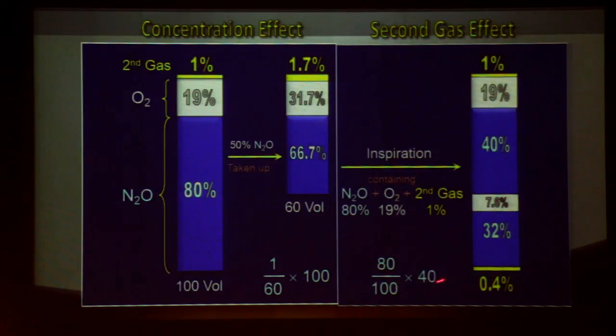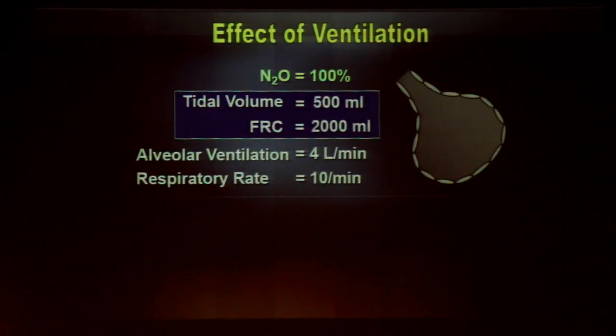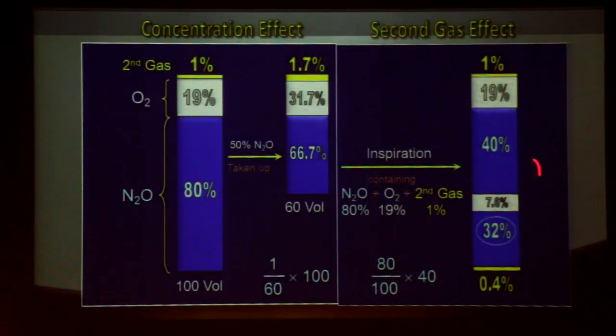So the volume would be calculated by 80 by 100 into 40, which is what you will be getting at this particular point. So it becomes 32%. So that is how the second gas effect takes place. So the second gas effect is the amount of volume of 40% which is compensated by the next inspiration containing the same mixture of gases, and the final concentration is 40 plus 32, about 72%.